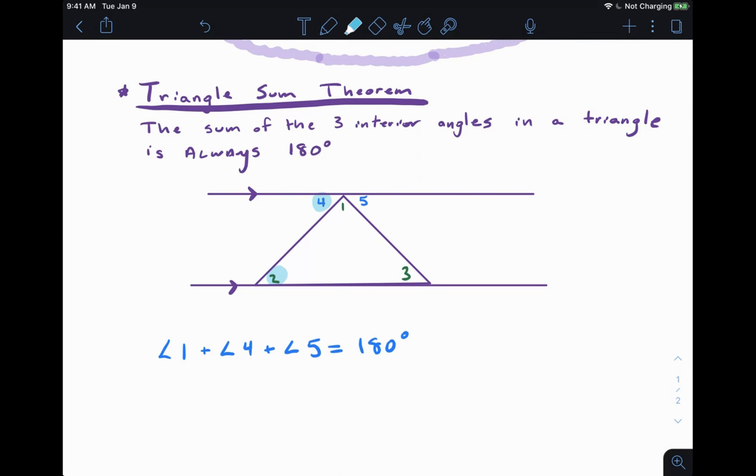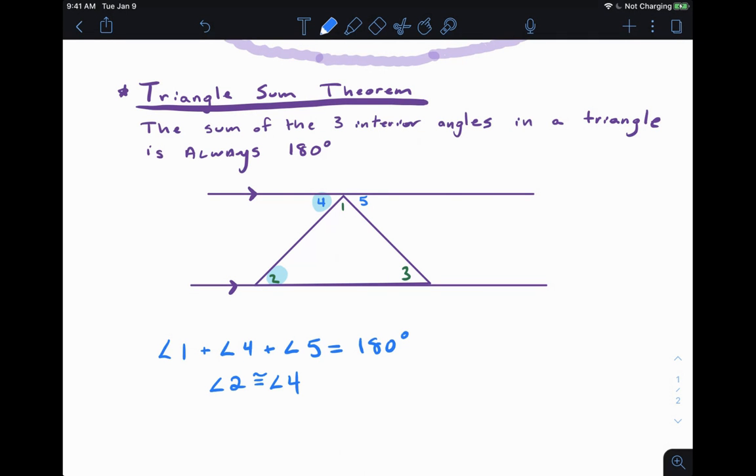Angle 2 and angle 4 have a special relationship. Does anyone see it? I don't know why I'm asking that, like someone's going to raise their hand. Angle 2 and angle 4 are going to be congruent to one another. How do we know that?